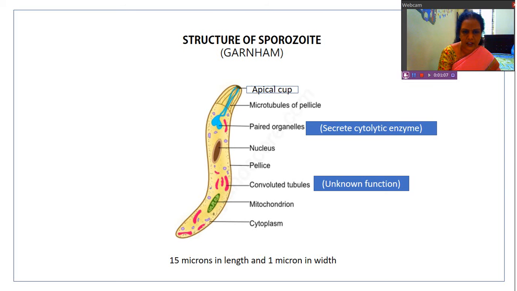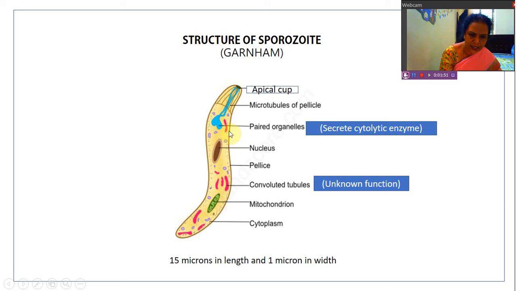And let us see the structure of the sporozoite. This is the infective stage. How is this? It is sickle shaped. Sickle shape means broad in the middle and pointed at both the ends. And when we see internally, we can see the nucleus and convoluted tubules, mitochondria, Golgi apparatus are also there, and secretory organelles are there, which open into the apical cup. This is the apical cup.